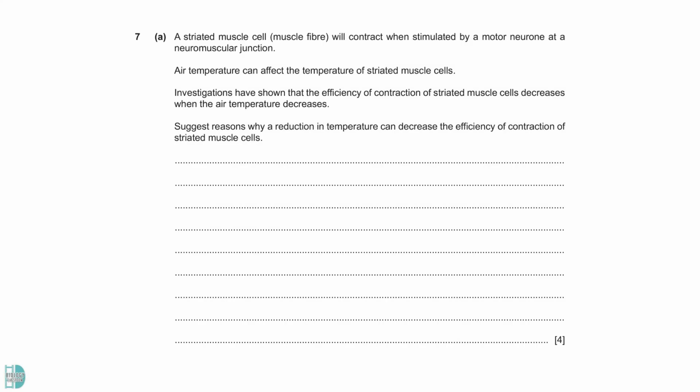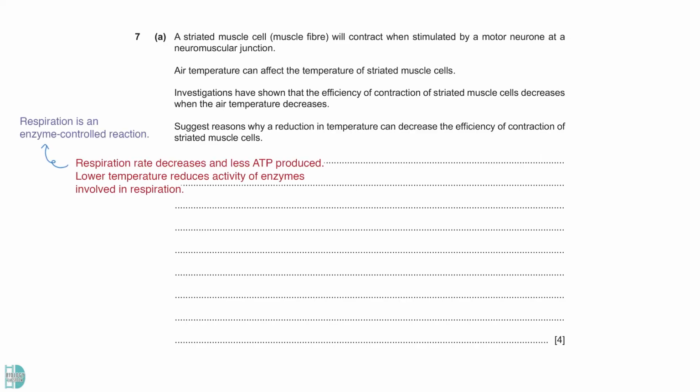7a says that the efficiency of striated muscle contraction decreases when the air temperature decreases. You are asked to suggest the reasons. Respiration is an enzyme-controlled reaction. A lower temperature reduces the activity of enzymes in respiration as there will be less kinetic energy. This causes less ATP to be produced.